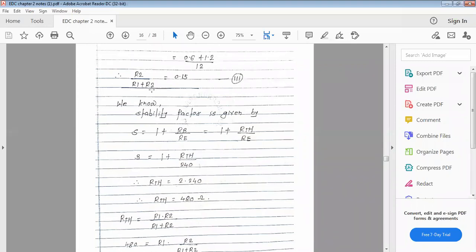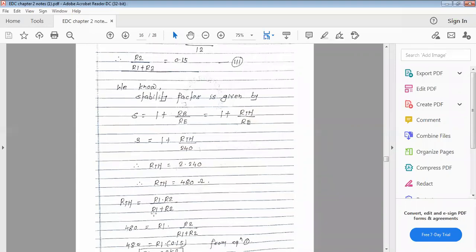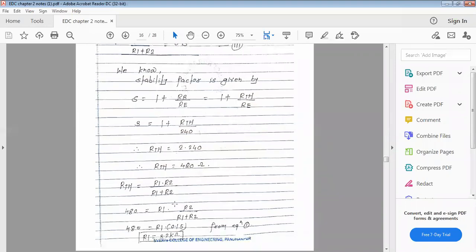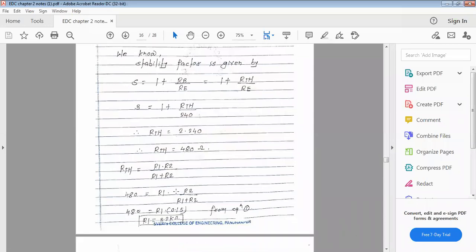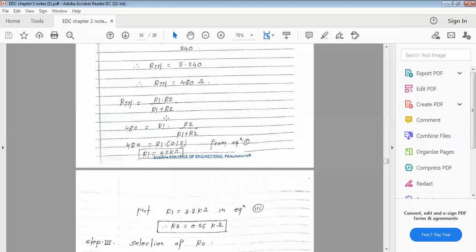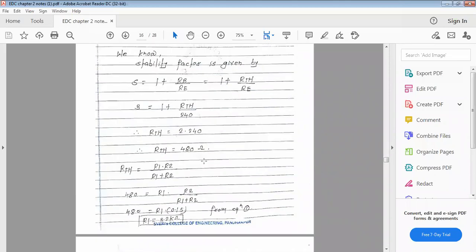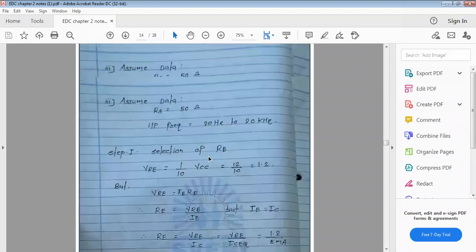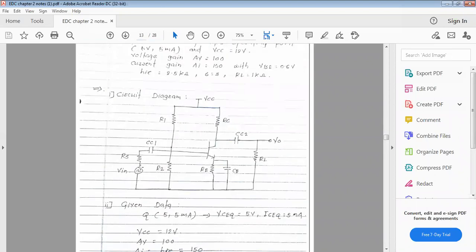So equate this value. RTH is nothing but R1 R2 divided by R1 plus R2. So we know the value of R1 divided by R1 plus R2, which is 0.15. So put that value over here, 0.15 R1, again 480. So from that we can calculate the value of R1. Once we get the value of R1, we can easily find out the value of R2. So put the value of R1 here, and solving this, we will get the value of R2 as 0.56. So here we are getting the value of RE, R1, R2 and RS.